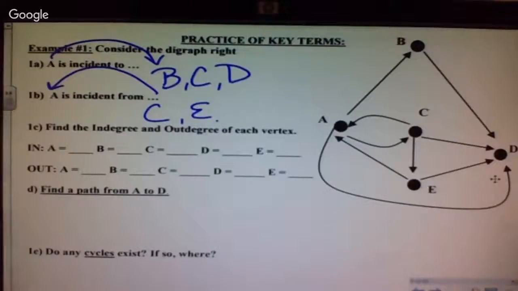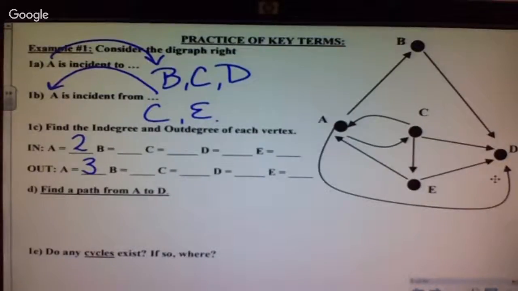A, how many come in? 2. How many go out? 3. Sorry, I didn't see that. In is 2, out is 3, so I was doing it right. Be careful. Most people miss the A to C one because it's not quite as close to the dot as the other ones are. So don't forget that one.